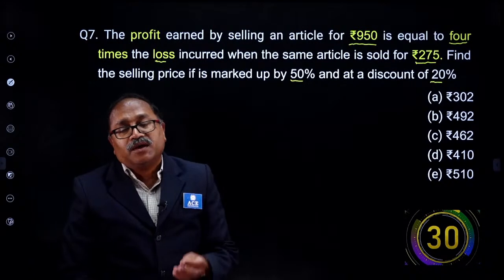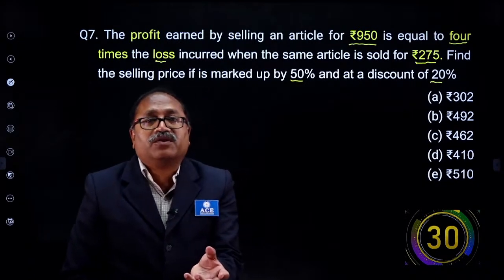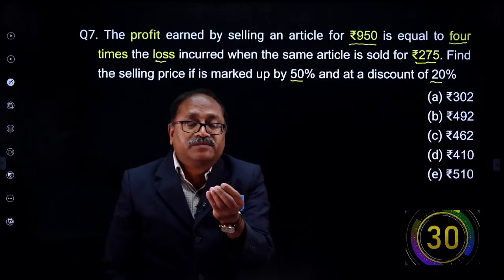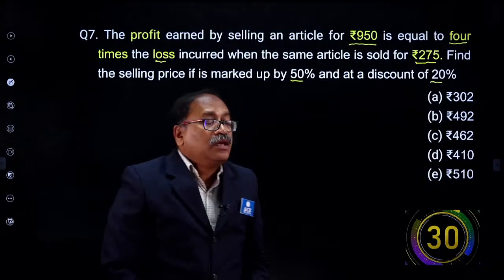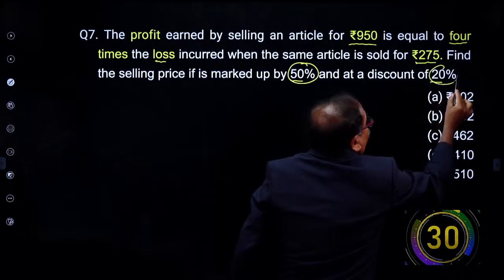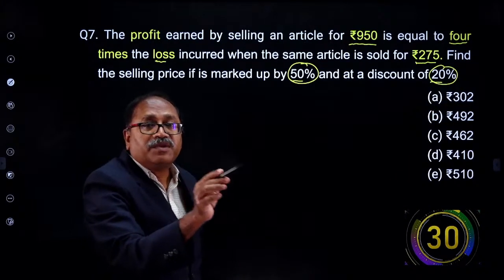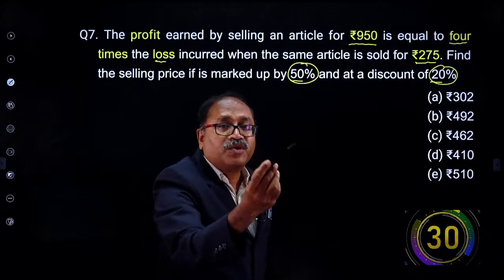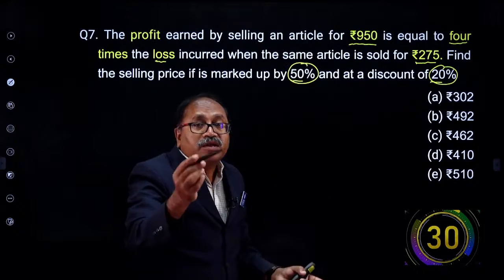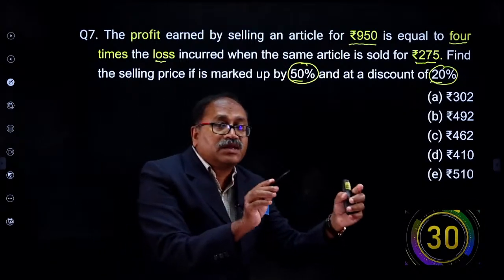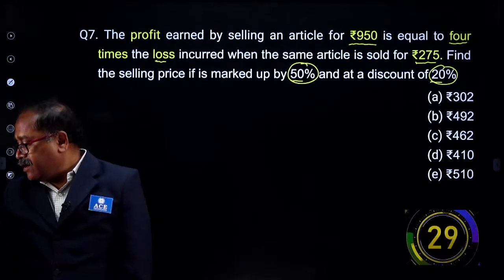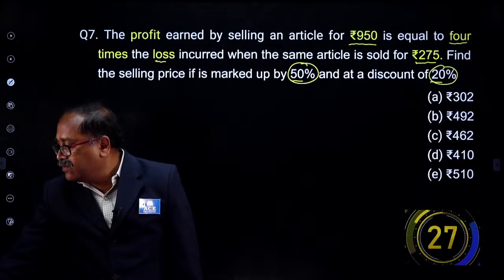Come on, my friends. A very basic concept of profit and loss. First, by using this information, get the cost price. Once you get the cost price, apply this 50% markup and 20% discount, formula x plus y plus xy by 100. Overall profit percentage you get. And once you are getting the cost price and the profit percentage, you will be getting the selling price. Do it. I will wait for 30 seconds.